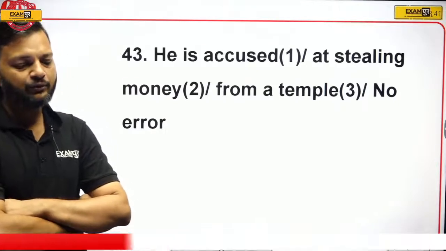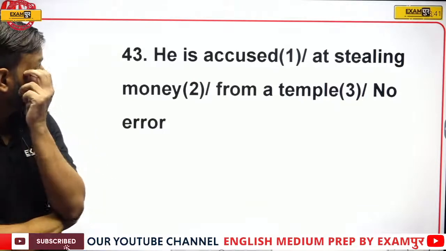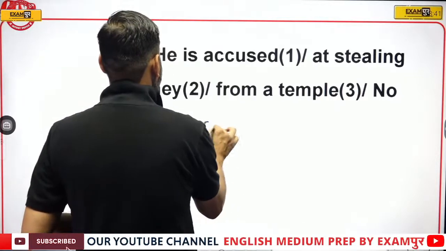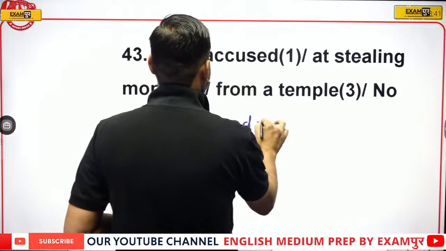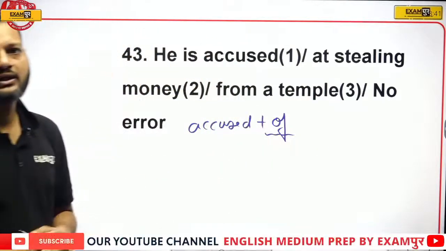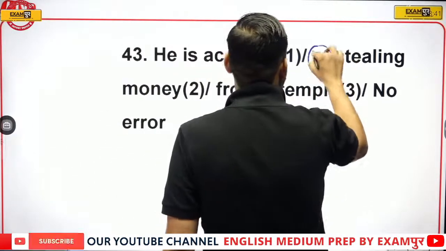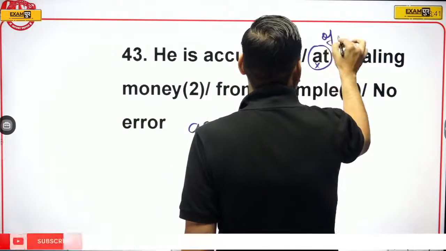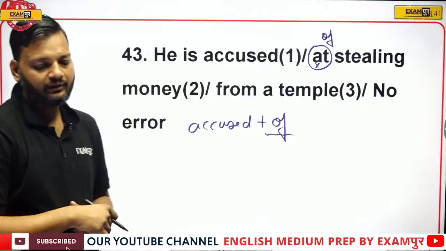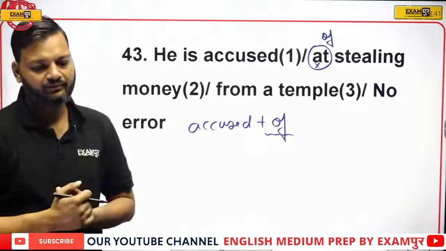Sitaram ji, you are absolutely right. Jarsha, you are also right. The word accused is always followed by of. So here in place of at, we need of. He is accused of stealing money from a temple. This is the right answer.